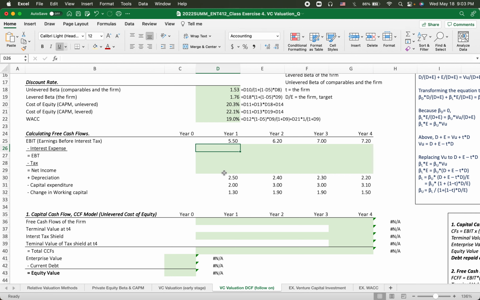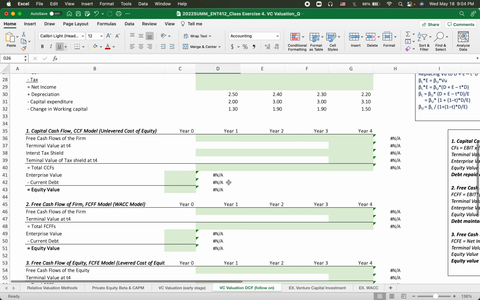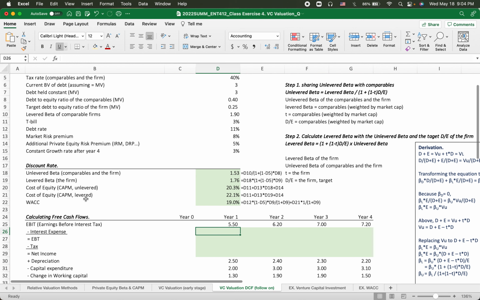And then this free cash flow model will be used in 3 different types of discounted cash flow: the CCF model, FCFF model, and FCFE model. And then we will use this unlevered cost of equity, weighted average cost of capital, and then a levered cost of equity that we calculate in here as the discount rate.